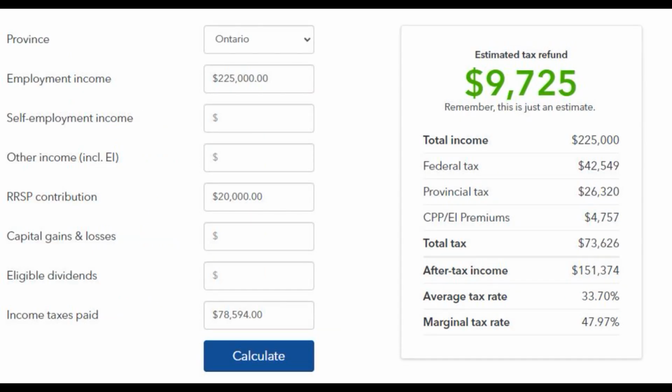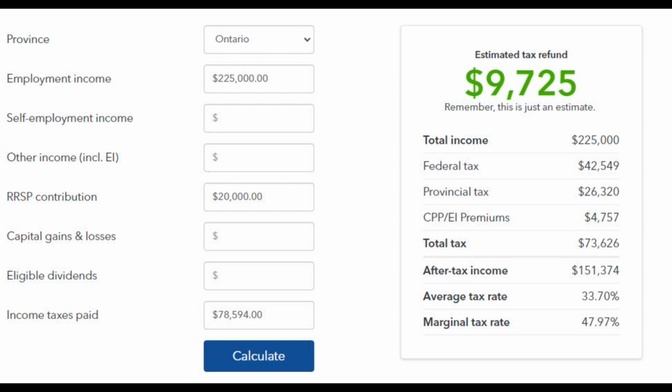$4,392. And then in this final example, we have somebody in Ontario who's making an income of $225,000, has paid all their taxes, which is over $78,000, and they've now contributed $20,000, the RRSP contribution limit. You can see here on $20,000, they have actually saved almost 10 grand. They've saved $9,725. That's almost 50%. And you might be saying to yourself, why is that the case? And it all comes down to the tax rate.